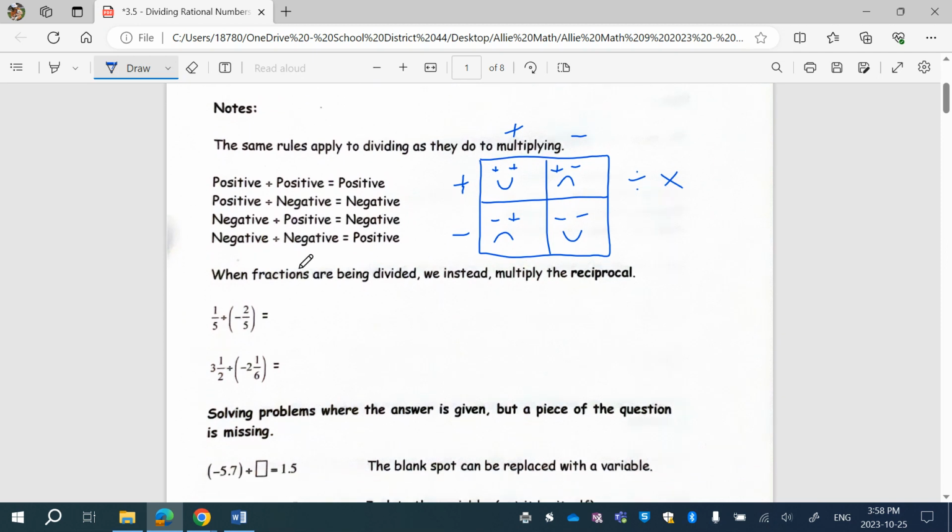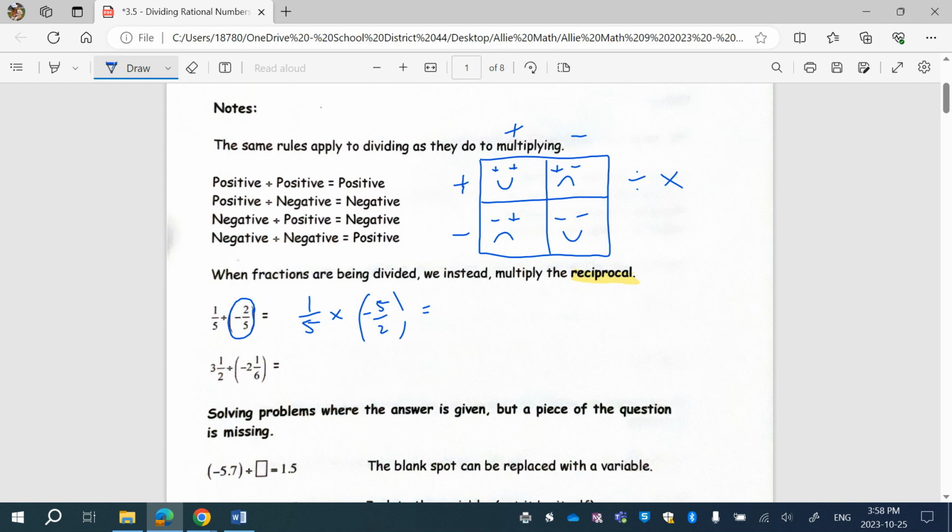So when fractions are being divided, we instead multiply by the reciprocal, or we multiply by the flip, as I sometimes call it. So let's go. We got 1 over 5, and we are going to now multiply by the reciprocal of this fraction right here. So let's go times. Did I say divide? I meant times. We're going to times by the reciprocal, negative 5 over 2.